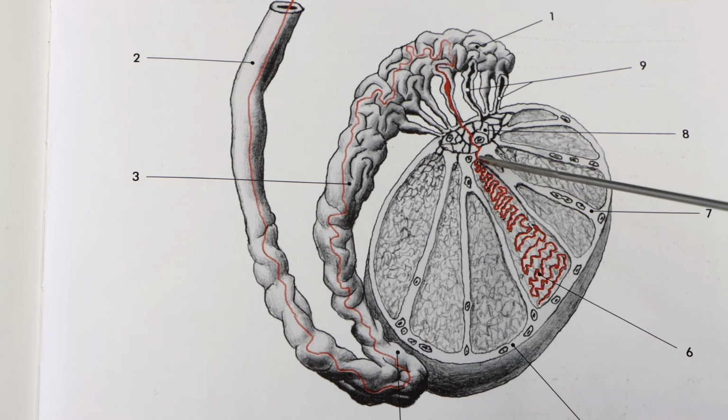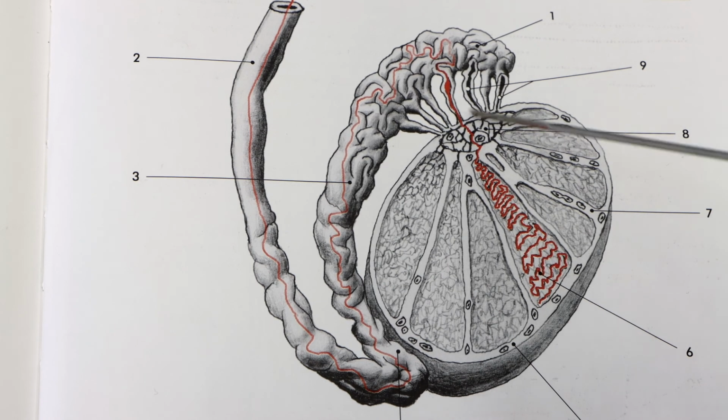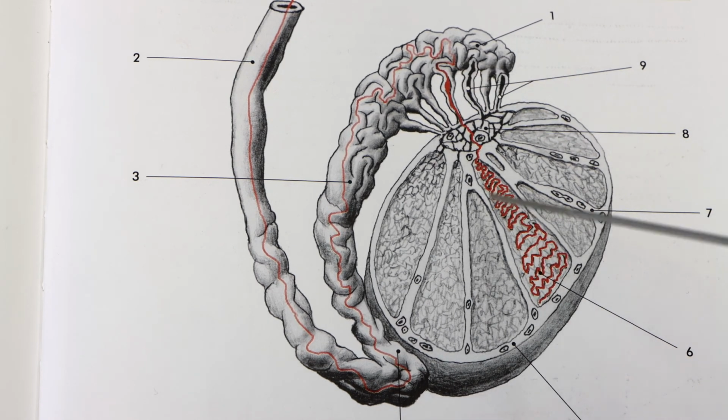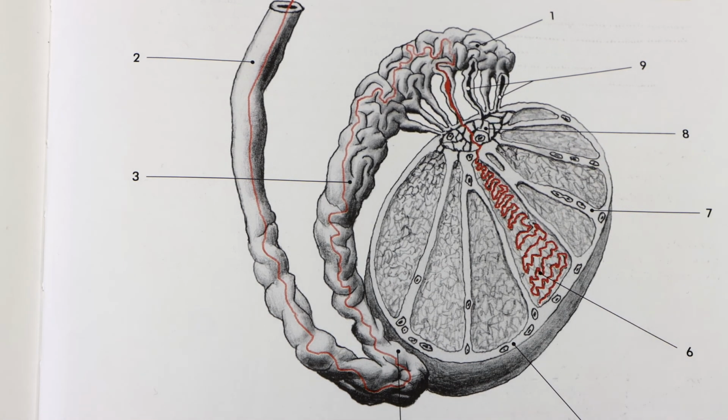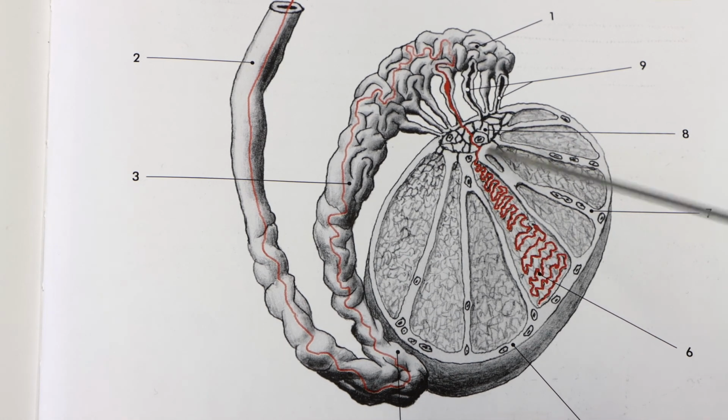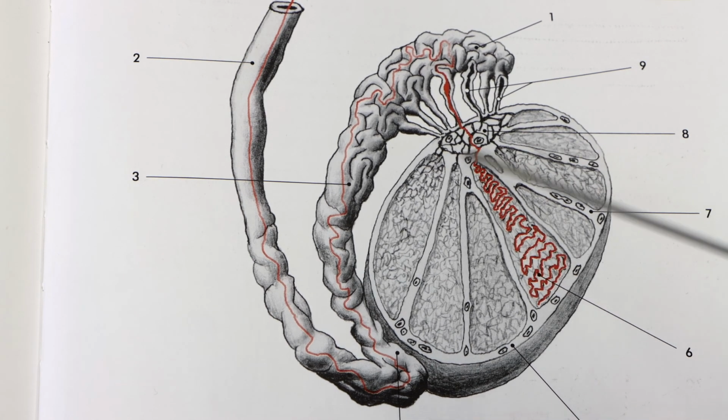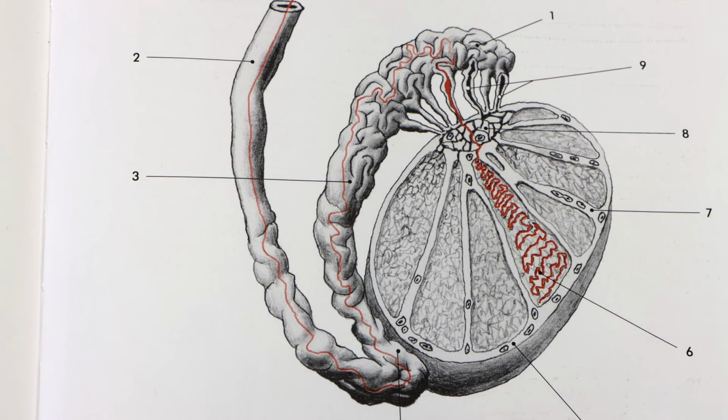So the rete testis is connecting the straight seminiferous tubules toward the efferent ducts or ductules, carrying the sperm toward the head of the epididymis. And the rete testis is located in the area called the mediastinum testis. This mediastinum testis is the connective tissue which is radiating from the posterior margin of the tunica albuginea into the interior of the testis. So the rete testis is located inside this area, called the mediastinum testis.